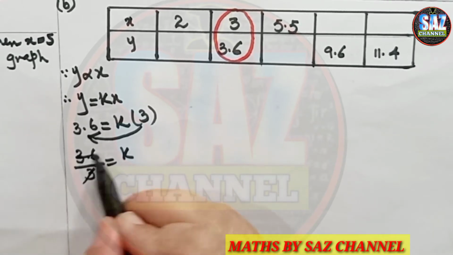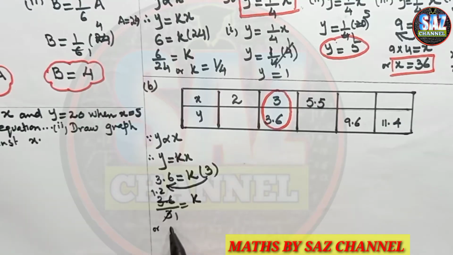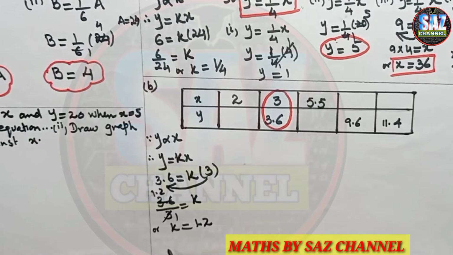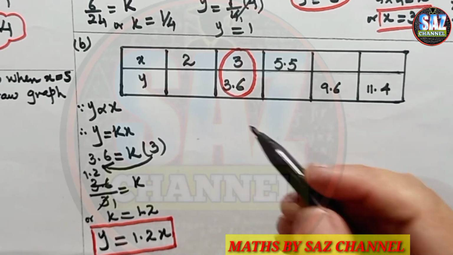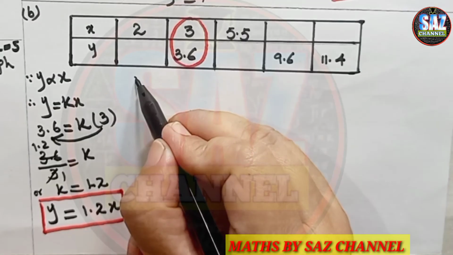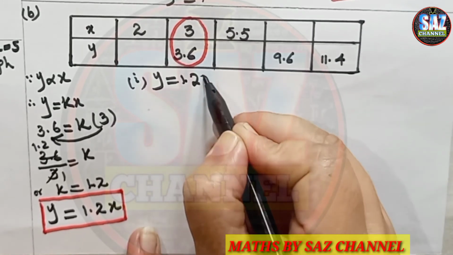3 ones are 3, and 3 twos are 6, and I have to put the decimal. So the value of k will be equal to 1.2. This is the value of the constant of variation, and now my equation will take the form y equals 1.2x. I hope you are clear about how we are calculating the value of the constant of variation. Now with the help of this equation, we will be completing the rest of the unknown values of the table.